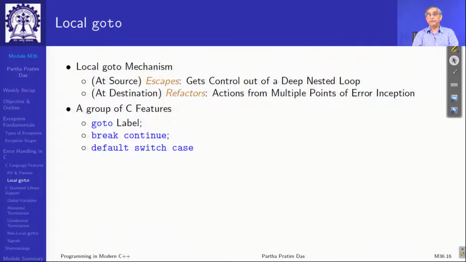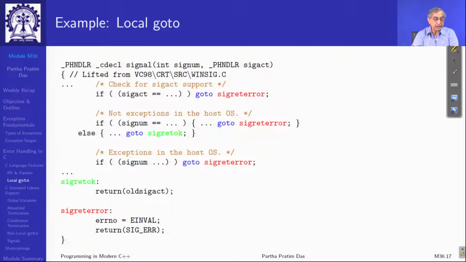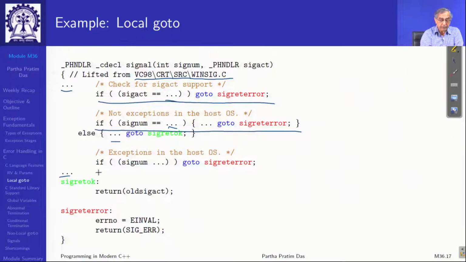you continue in the next iteration of the loop without doing the rest. You have default in case of switch to take care of situations that are not expected, and so on and so forth. So, for example, this is just a sample code to show you this. I lifted it from the winsig.c source of a certain version of Visual Studio, and a lot of the code I have skipped because it is a huge code.